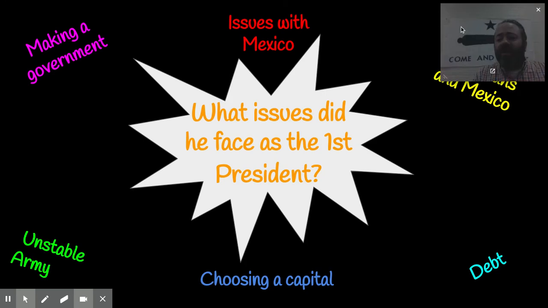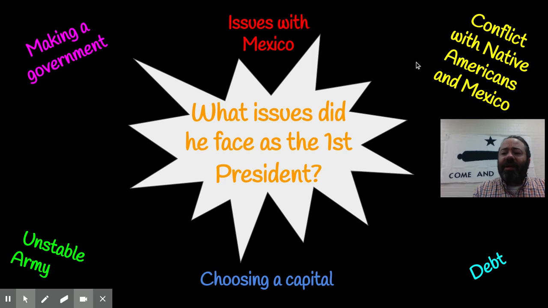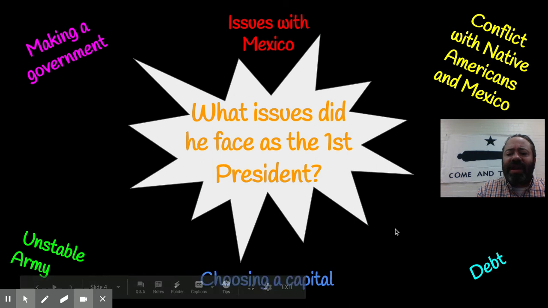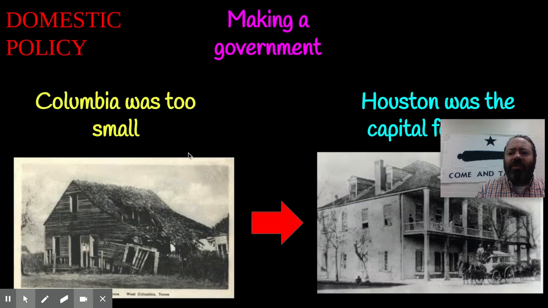Okay, every time a president comes into office, whether it's Joe Biden coming in here in a few weeks or President Trump when he came in 2016, whoever it is, they're going to face some issues. And these issues tend to be problems that need to be solved. Okay, how do you make a government? What about the issues with Mexico? Because remember, they left in a revolution from Mexico, and Mexico's still there. You have conflict with the Native Americans. You have the debt. Where's our capital going to be? And then we don't have much of an army in Texas at this time. So those are all different issues. And so what are the different things he's going to have?